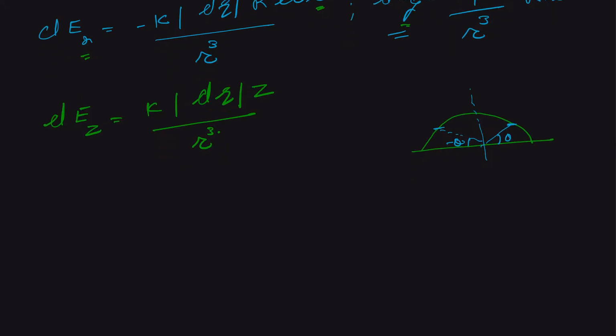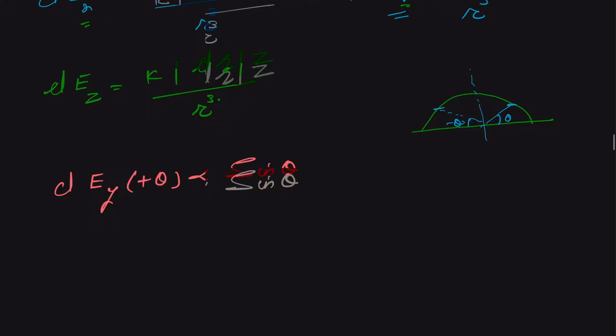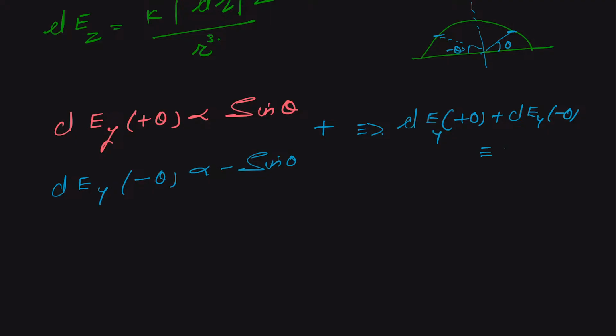We can just make a short discussion about that. So we can say that our dE y for our positive angle theta is proportional to sine of theta, and for our minus theta it will be proportional to minus sine of theta, and if we add them, we get that their summation, that is dE y for positive plus dE y for negative, will be equal to 0.